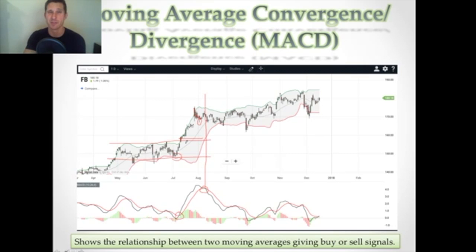And I've seen a lot of traders use the MACD in relation to the RSI. So like I said, it just depends on what works best for you.